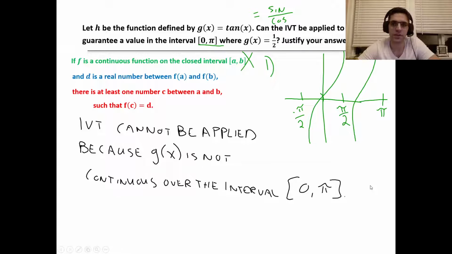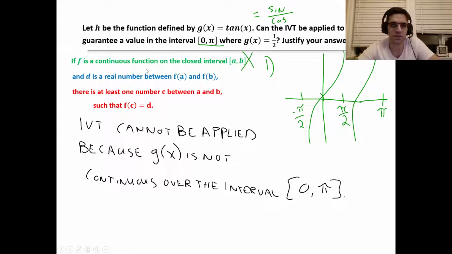All right, so here's a trig example. Of course, a trig example. So g of x is going to be our function. It's defined as tangent of x, which we know to be equal to sine of x over cosine of x. Can the intermediate value theorem be applied? If we look at our interval from 0 to pi, are we guaranteed that there's some x where g of x is equal to 1/2?